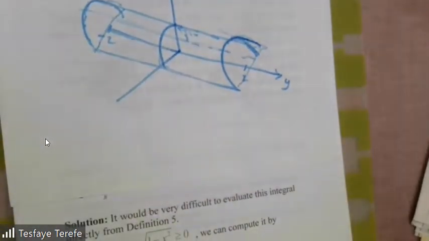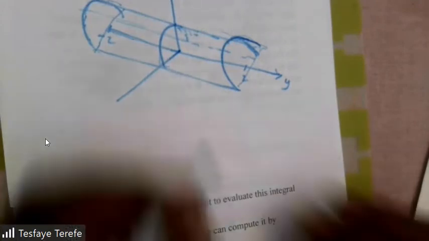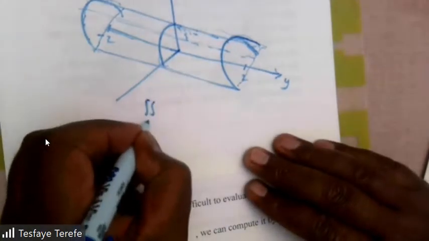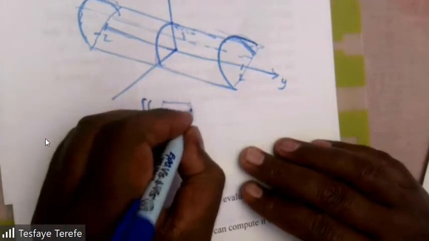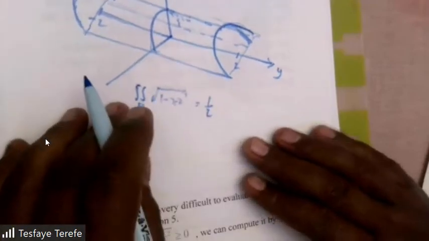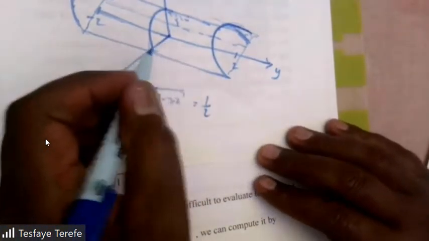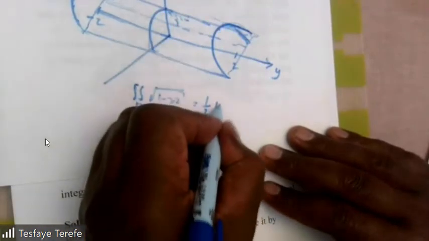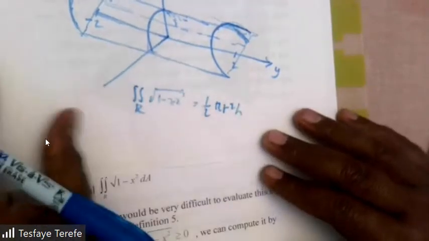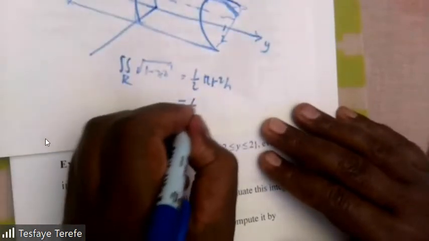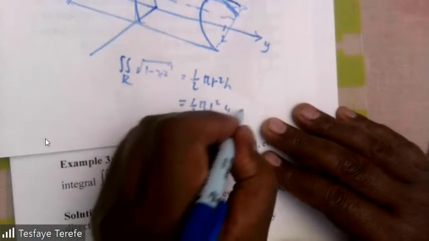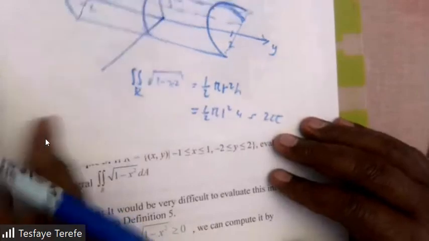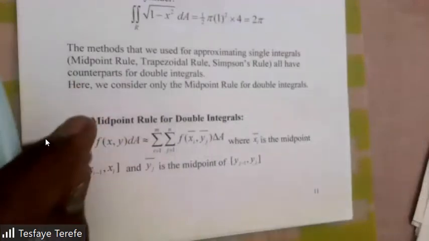So can we find this volume geometrically? Yes. The integral over the region of the square root of 1 minus x squared is going to be 1 half of the volume of the cylinder. That means pi r squared h. Well, that is 1 half pi, the radius is 1 squared, and the height is actually 4. So this is really 2 pi. So just like we did with the area, we can really find the volume by using that.